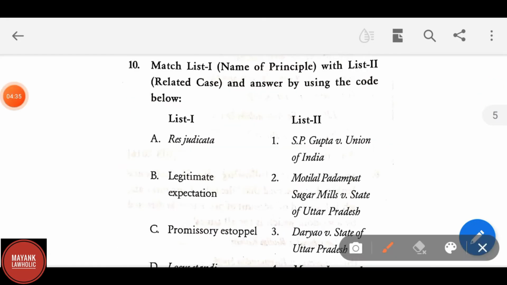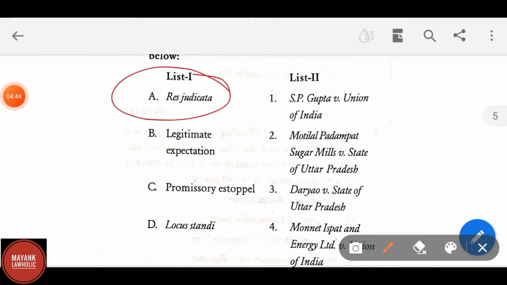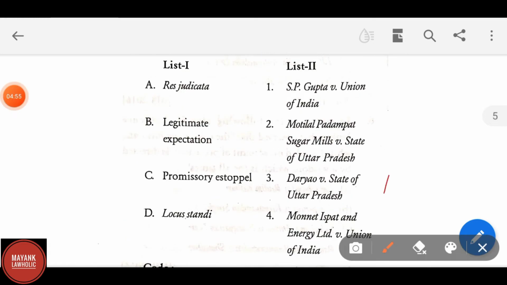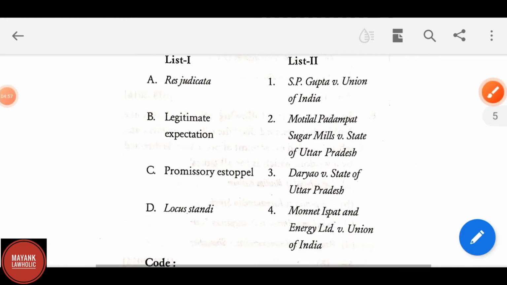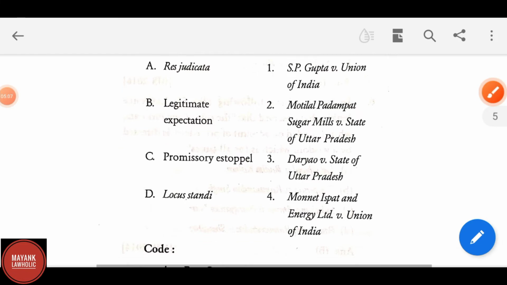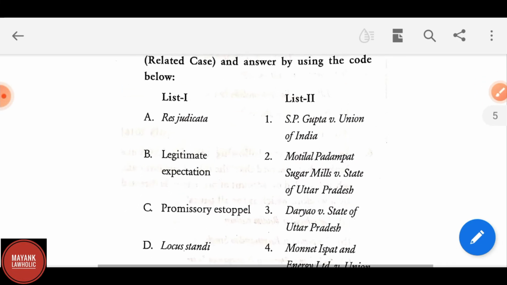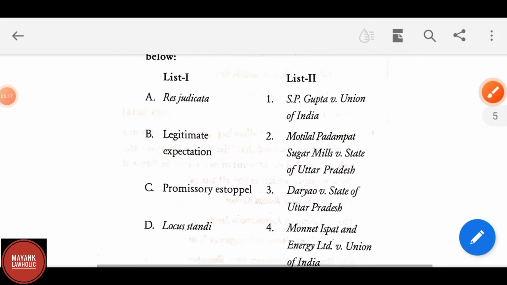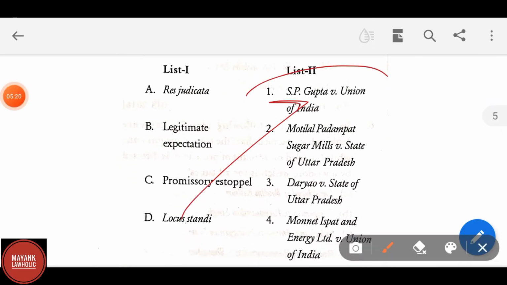Match list 1, name of principle, with list 2, related case, and answer by using the code given below. Res judicata, A. Legitimate expectation, B. Promissory estoppel, C. and Locus standi, D. Res judicata, the correct match is Daryao versus State of Uttar Pradesh. Legitimate expectation, correct match is Mannet Ispat and Energy Limited versus Union of India. For promissory estoppel, correct match will be Motilal Padampat Sugar Mills versus State of Uttar Pradesh. Whereas in the last option, locus standi, the correct match is S.P. Gupta versus Union of India.